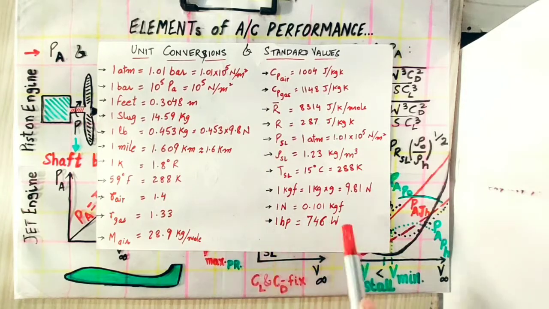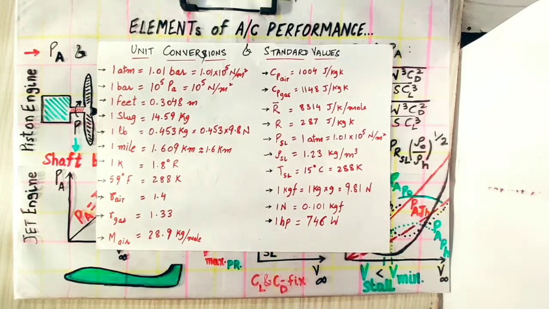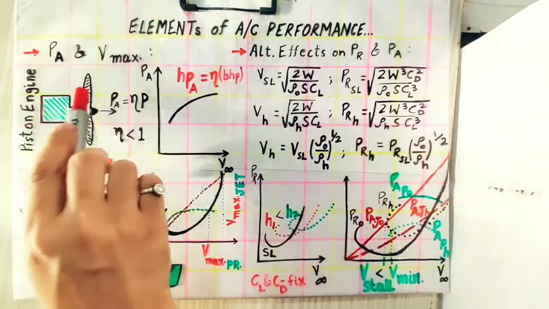I have added this: 1 horsepower is equal to 746 watts, which was not added earlier. These units and standard values are used in every flight mechanics and stability and control, aerodynamics, propulsion, so please write them down. So let's continue with power available and maximum velocity.